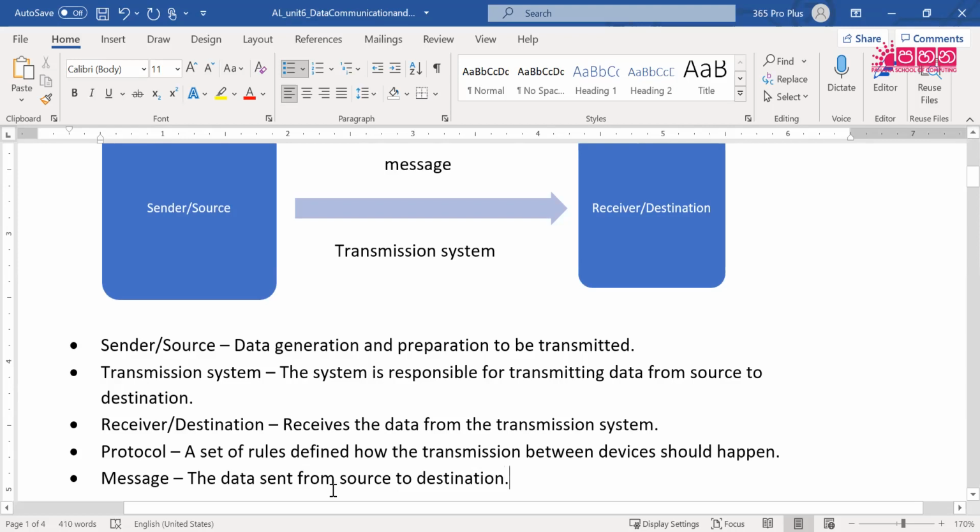So it's the data sent from source to destination. Now we discuss data communication. We said data communication means you are sending or transmitting data from one place to another. When you look at how this communication happens, there are a few components: we have the source, the destination, the transmission system, and then messages as well as protocols. You need these components for proper data communication.